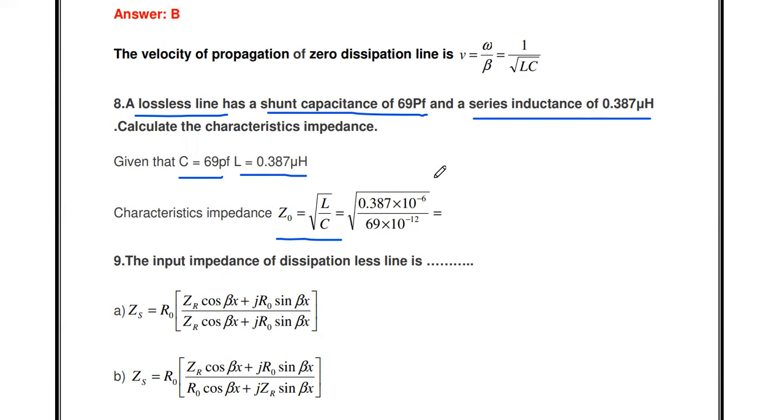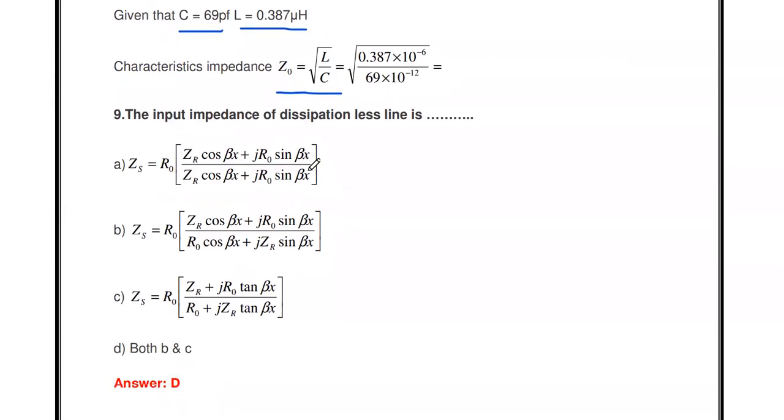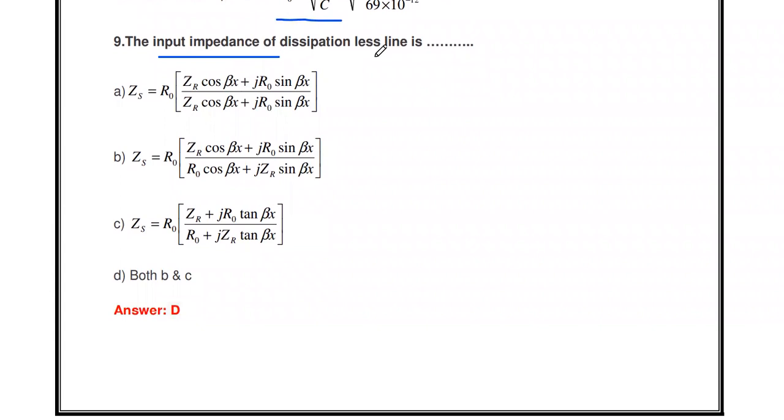Okay, so which is equal to square root of, what is L? 0.387 into 10 to the power minus 6. Micro means 10 to the power minus 6, divided by the capacitor, which is 69 picofarad. So 69 into 10 to the power minus 12. Okay, so you just calculate the answer. It is the characteristic impedance.